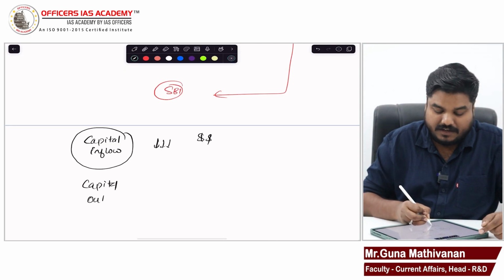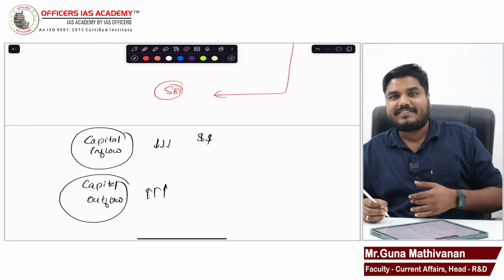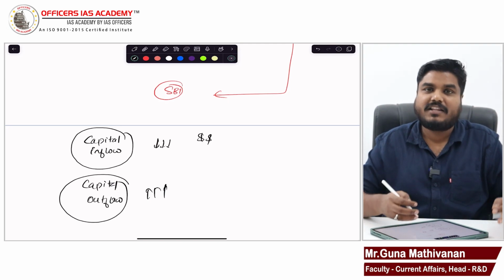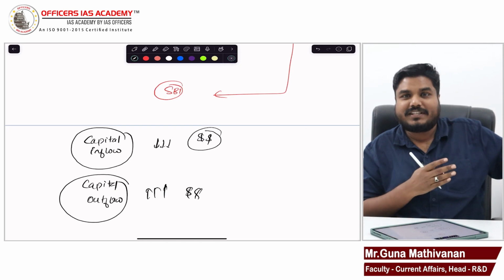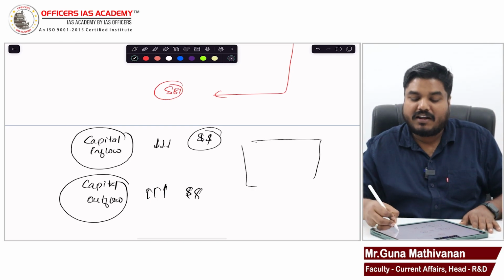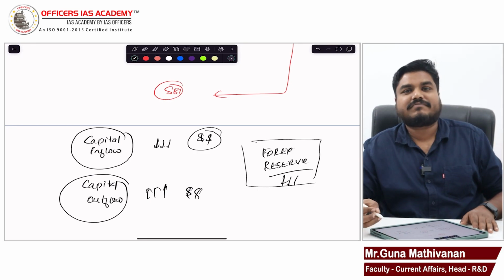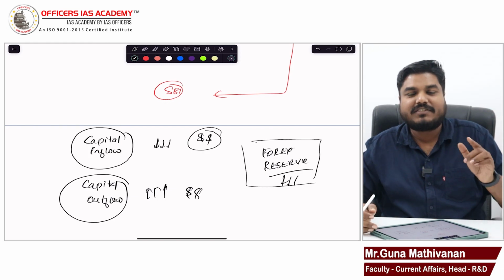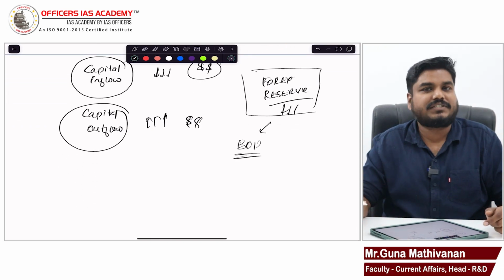The capital outflow from India will increase. The capital inflow decreases, the capital outflow increases. So ultimately, dollars coming inside decrease and dollars from India will be going outside. Ultimately, our forex reserve will come down. Our foreign exchange reserve will be coming down. When our forex reserve comes down, that is going to have an impact on the balance of payments.